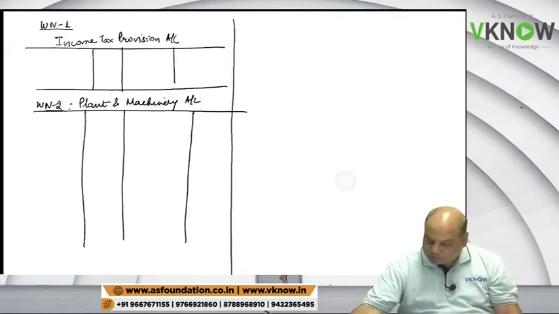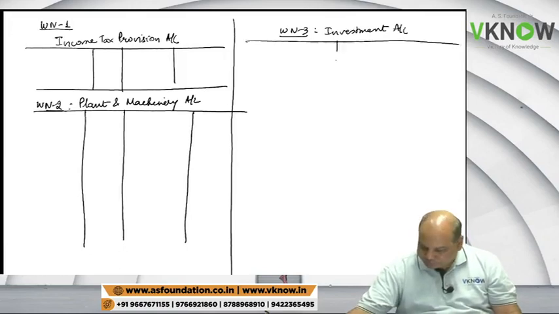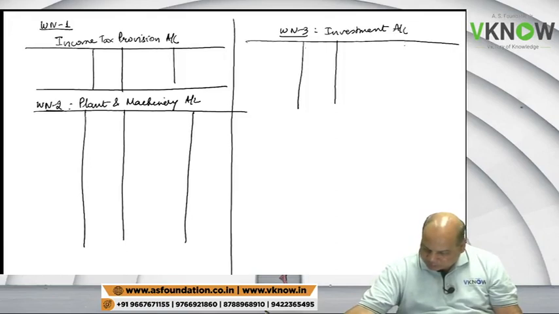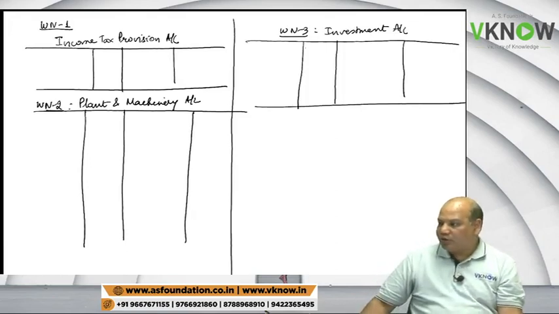Then working note 3, investment account. There is some sale of investment also. Keep 6 lines blank. If you keep more space blank, you can write nicely.